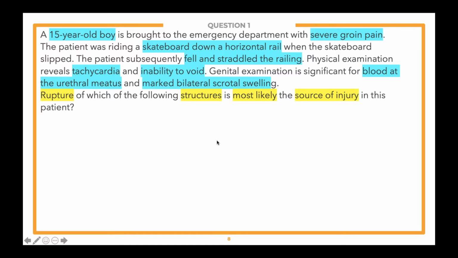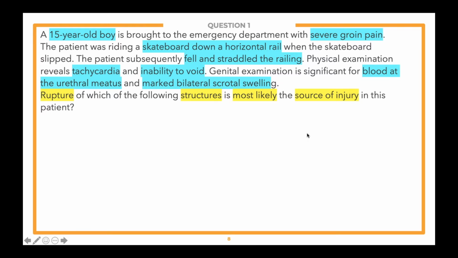Sometimes they'll also tell you chronicity. Has this been going on since yesterday? Has this been going on for a few months? So you would also want to make note of that if they tell you that as well. Now we do know that there's some important history there about this injury, and then we're given some significant physical exam findings as well as genital exam findings specifically. So then this question specifically is asking us about a structure that was ruptured, or most likely ruptured, and that is the source of injury in this patient.